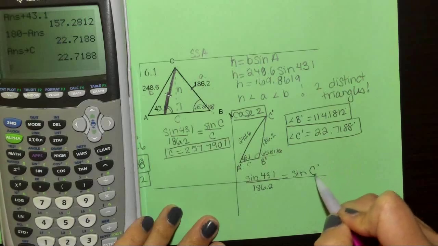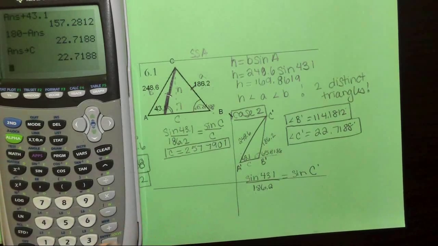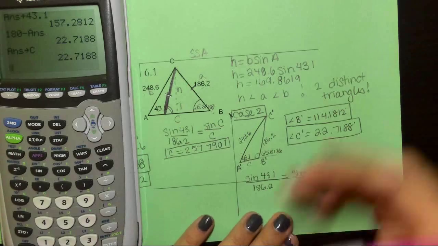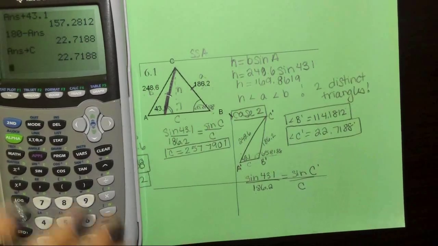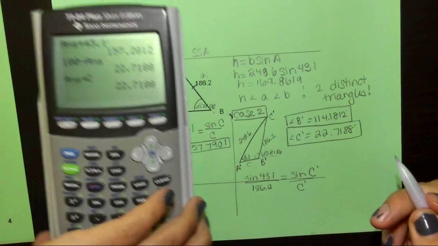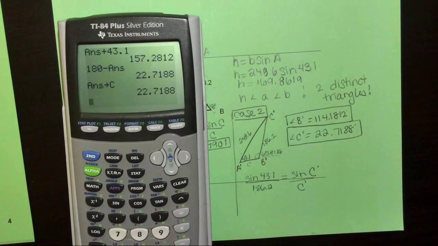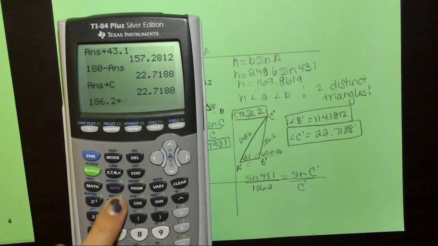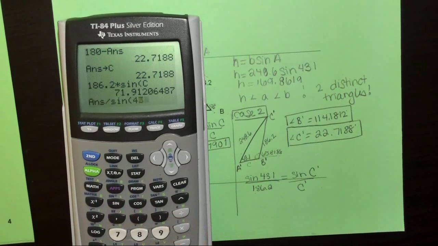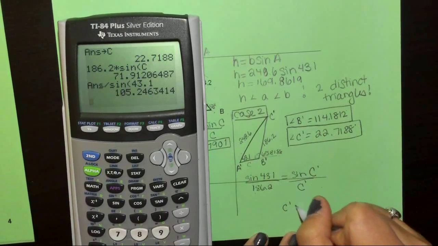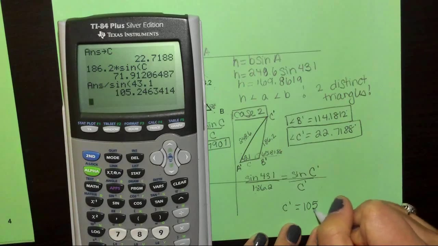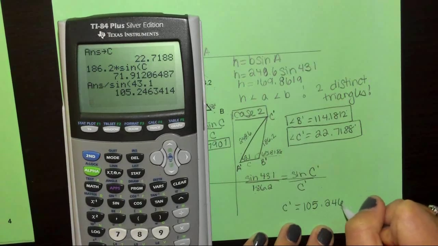Okay, and this is okay, if you were to write this on your quiz or on your homework, I'll know that you stored it into your calculator instead of writing out your long decimals all the time. Okay, solving for side C prime. So 186.2 times the sine of C, and divide that by the sine of 43.1. So C prime, we have 105.2463.